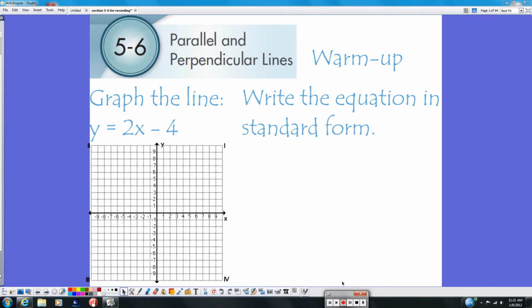Welcome to section 5.6. In this section we're going to be looking at parallel and perpendicular lines. In the first section here we're going to just look at parallel lines. Let's take a look at a warm-up here.